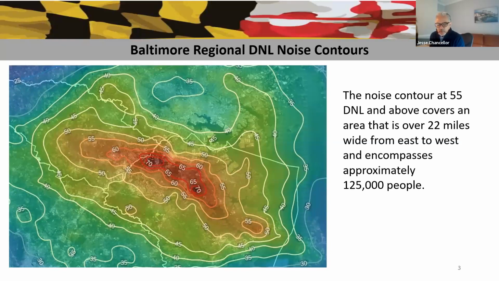Next one, please. Here's another page from our report, which illustrates the post-next-gen noise contours in the Baltimore region generated by monthly operations at BWI. This graphic generates lots of comments in our area because people generally were unaware until we did the report and Van Air did the modeling that significant airport noise pollution at the 55 DNL contour covers an area from east to west that's 22 miles wide and encompasses approximately 125 to 130,000 people. Next slide, please.